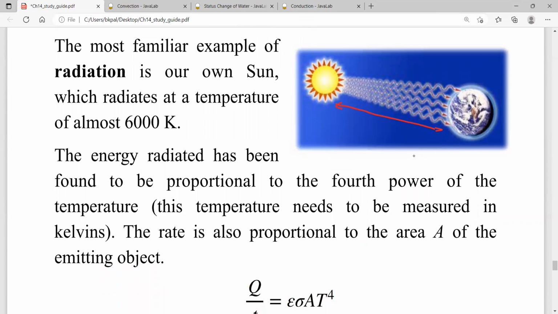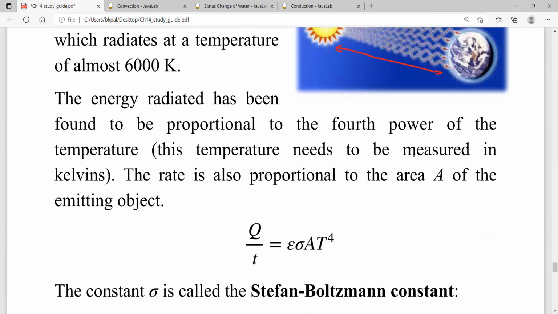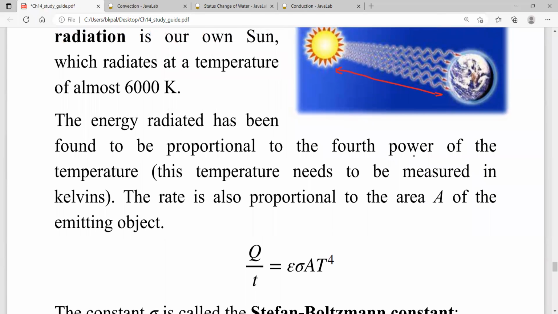Now, the rate at which heat is transferred from the sun is proportional to the fourth power of the temperature. Not only for the sun, for any object. If it radiates and we know the temperature, we can tell the rate of heat transfer. The rate of heat transfer by radiation depends on the fourth power of the surface temperature.